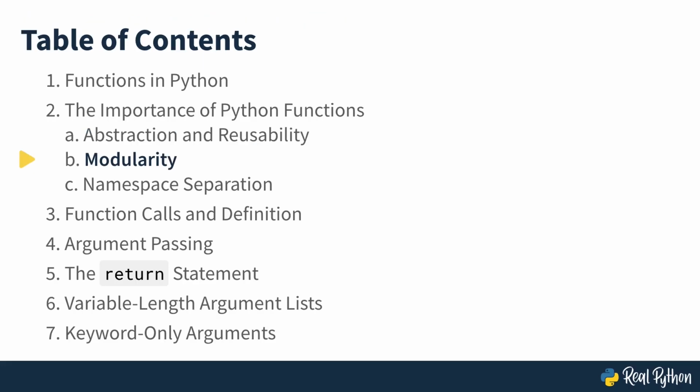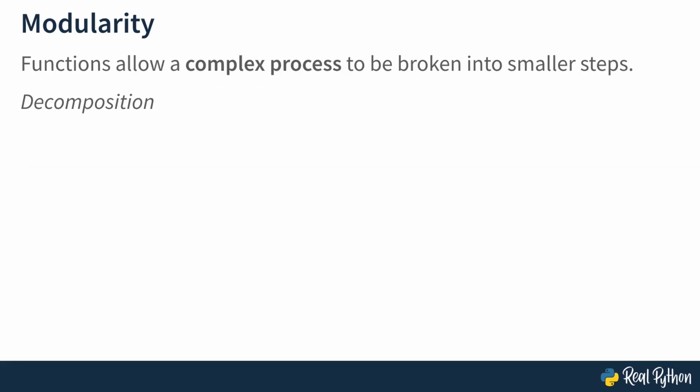A second reason we might write a function is for modularity. Modularity allows you to take a complex process and break it down into smaller steps. Suppose, for example, you had a program that was going to read data from a file, process that data in some way, and then save that processed information back to another file.